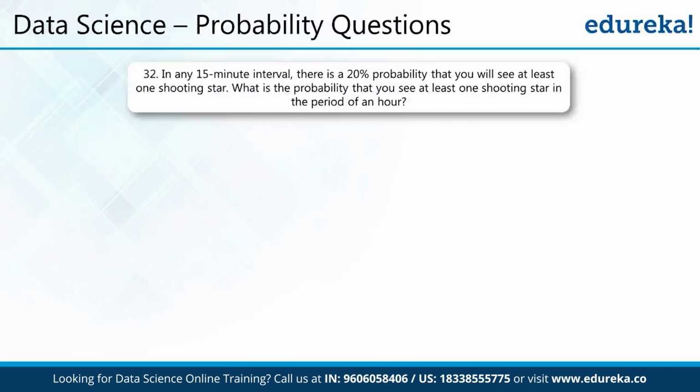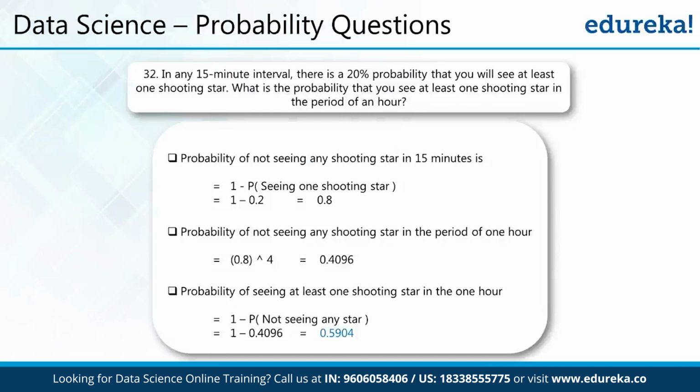So what approach would we take here? Let's build this systematically. We know one fact: the probability of seeing the shooting star in every 15-minute interval is 20%, which is 0.2 in probability terms. And as you know, probability is always between 0 and 1. If I want to calculate the probability of not seeing the shooting star in 15 minutes, which is the opposite, then taking 1 minus the probability of seeing one, 0.8 becomes the probability of not seeing the shooting star in a 15-minute interval.